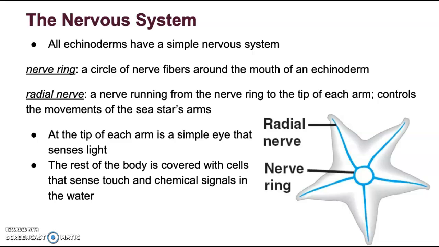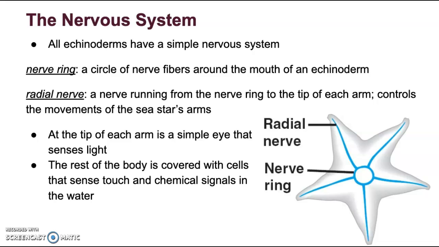Echinoderms, unlike our arthropods, have fairly simple nervous systems. Their nervous system is really easy to map out. In the center of an echinoderm, like the sea star that you see there on the screen, there's a nerve ring. It's a circle of nerve fibers. It surrounds the mouth of the echinoderm. It's right above the stomach of the echinoderm as well. And then off of that central nerve ring, we see radial nerves. Now, the word radial refers to each spoke that runs off of the center.